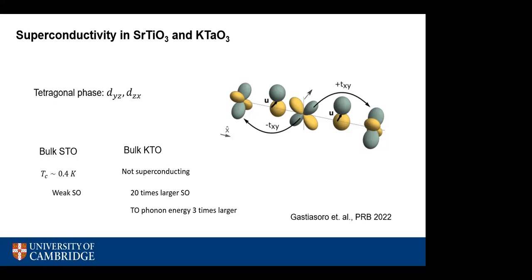On top of that, the TO phonon energy in KTO is about 3 times larger. So these two factors indicate that if you use this TO phonon mechanism, that may explain this discrepancy between STO and KTO superconductivity.